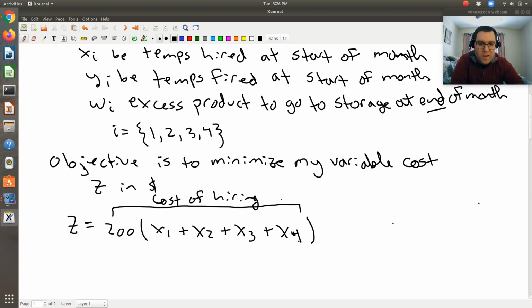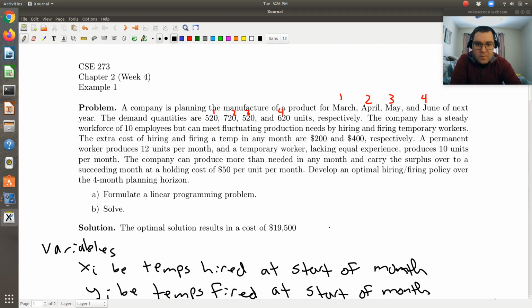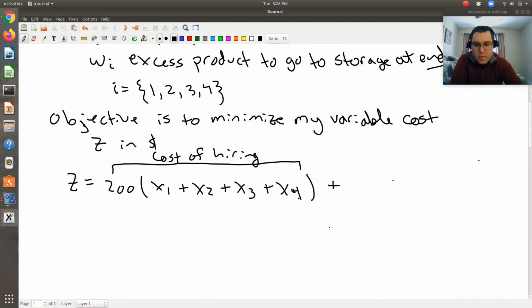Then I'm going to need to factor in the cost of firing, so this will be plus. Now the cost of firing is $400. Now if I wanted to eliminate variables, I know that I'm not going to fire any temps at the start of month 1, because I'm going to assume at the beginning of month 1 all I have is my permanent workforce. So I'm going to need to hire temps to meet demand, but won't currently have any temps to fire. So Y1 should be 0. I don't need to fire anybody.